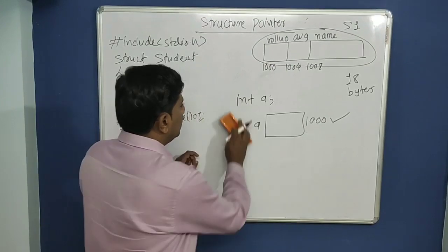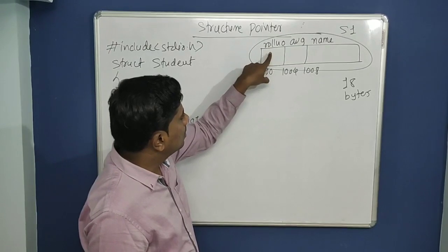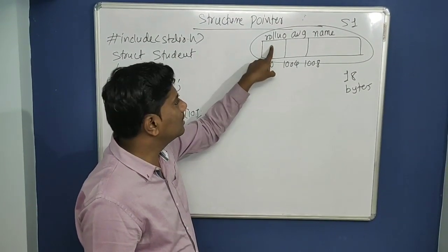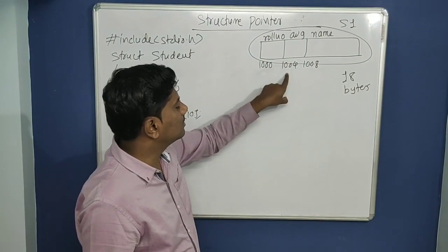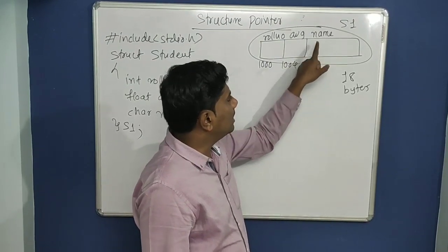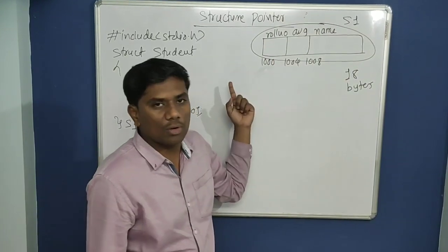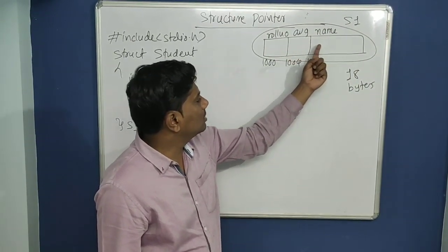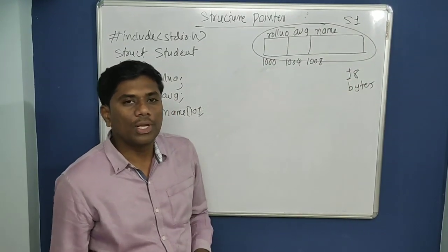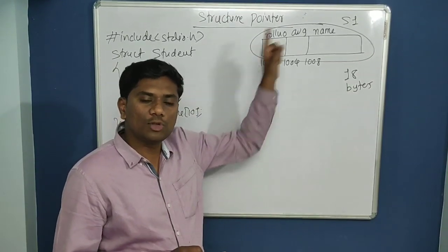So a similar concept will be there. See, here this 1000 is the address of roll number. There are 4 addresses, but we are referring to this roll number by using its first address. In the same way, 1004 is the address of AVG and 1008 is the address of name. Now this complete thing is the S1 block. This is the roll number block, this is the average block, this is the name block. But all these 3 blocks are part of S1. So whenever I want to refer to the complete S1, I should refer to the address of the first block.